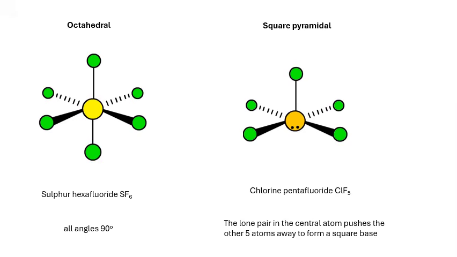So the lone pair in the central atom pushes the other 5 atoms away, and you end up with a square base. So that's a pyramid with a square base, square pyramidal. It's almost like the lone pair is acting like the bottom atom in the octahedral one, which is why I put these on the same slide, obviously.